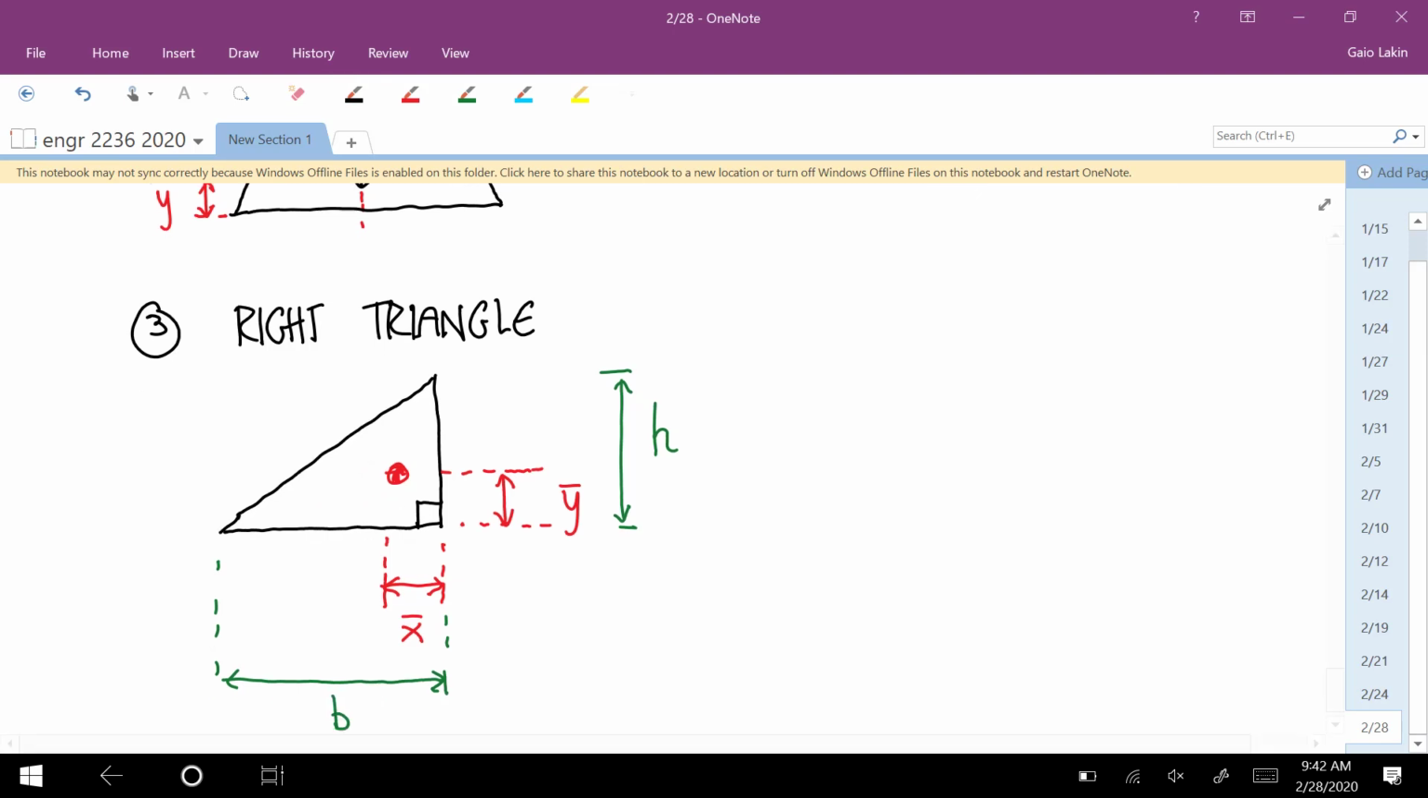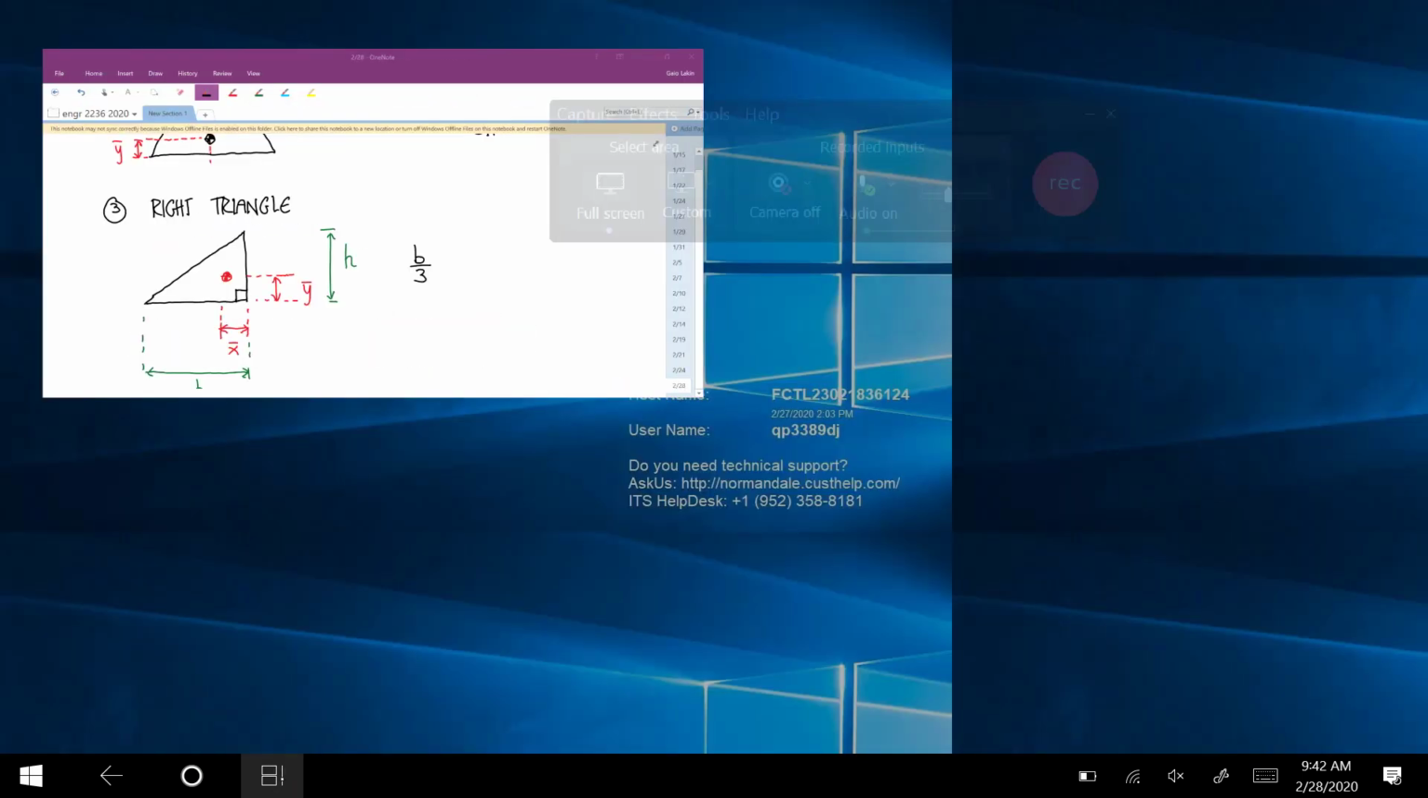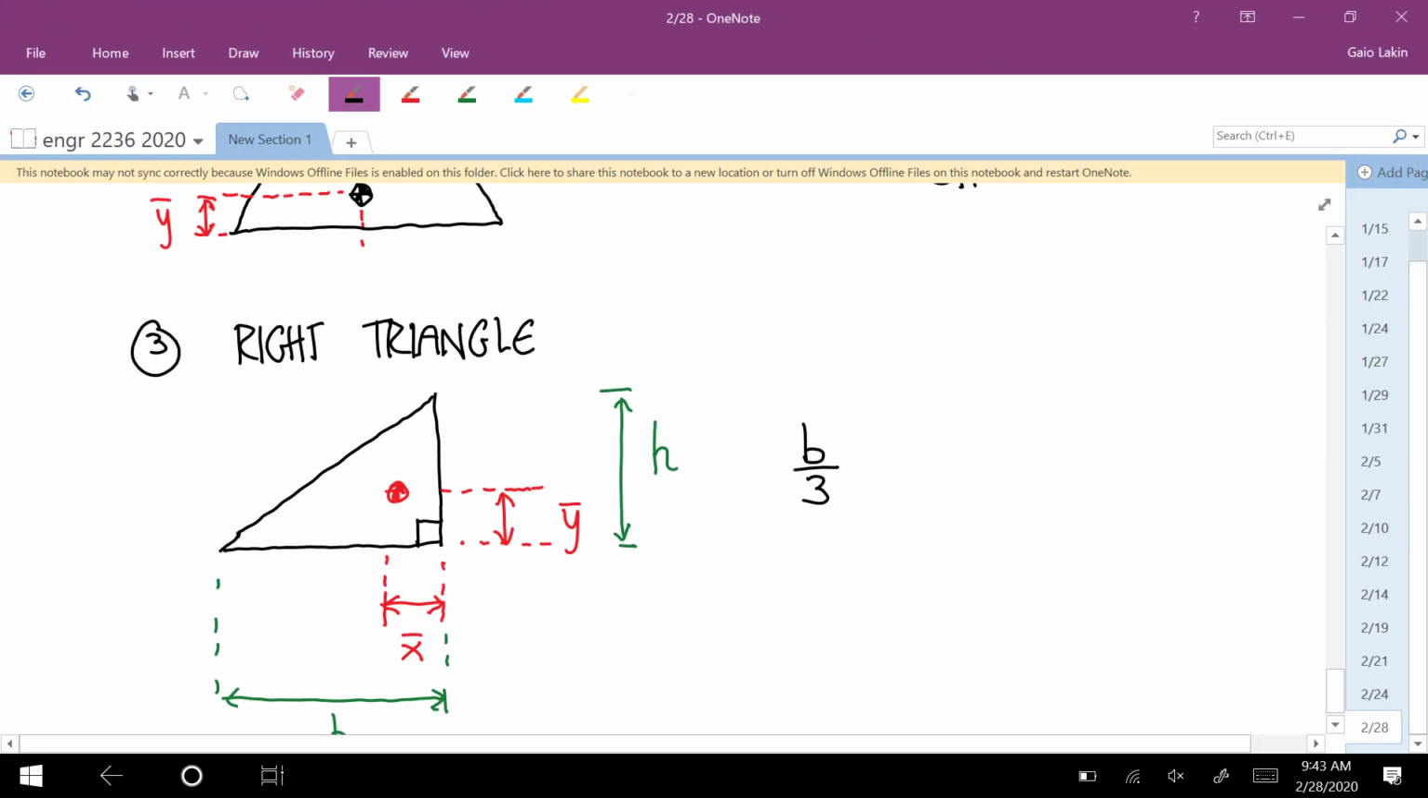Then the formula for the x centroid is b over 3. The formula for the y centroid is h over 3. And the area is base times height over 2. Rectangles and full circles are going to come up all the time too, but we don't need formulas for those because they have multiple symmetries, and so you can just look and see where the center is.